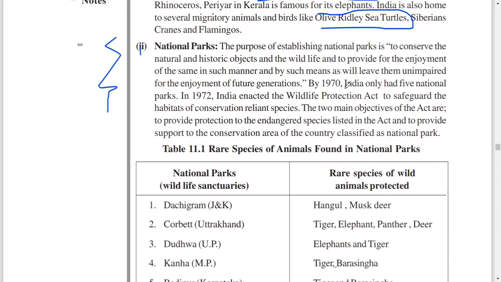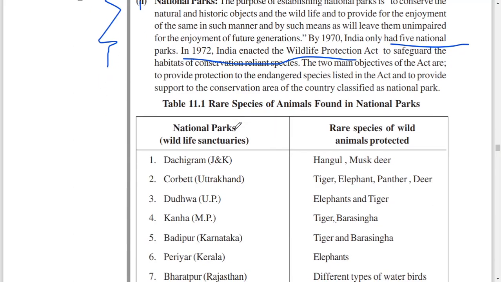By the 1970s, India only had 5 national parks. In 1972, India enacted the Wildlife Protection Act to safeguard the habitats of conservation-reliant species. The two main objectives of the act are to provide protection to endangered species listed in the act and provide support to the conservation areas of the country classified as national parks.